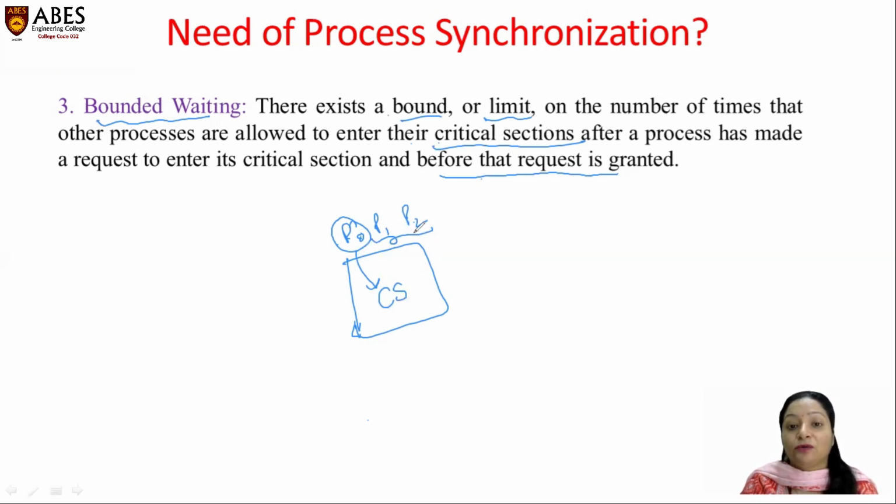Every process should get a fair chance to enter the critical section if that particular process has requested permission to enter into the critical section. So these are the three very important requirements that any solution that we formulate for the critical section problem needs to address and needs to fulfill.